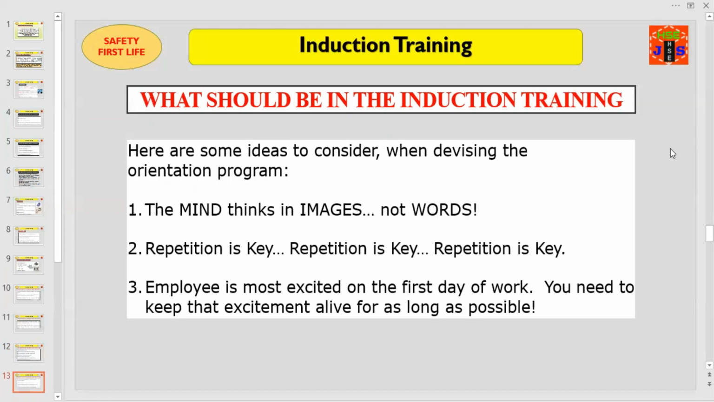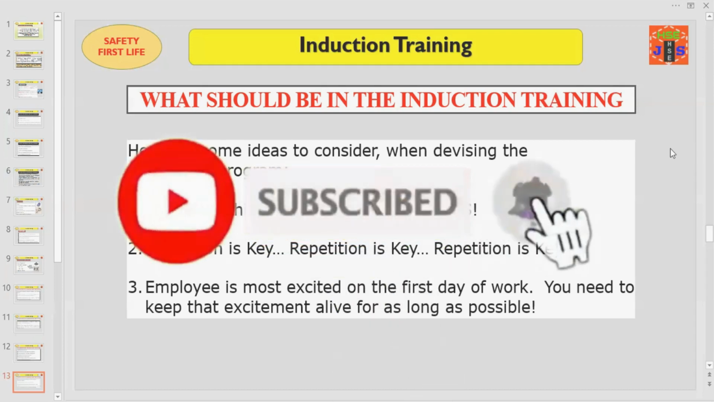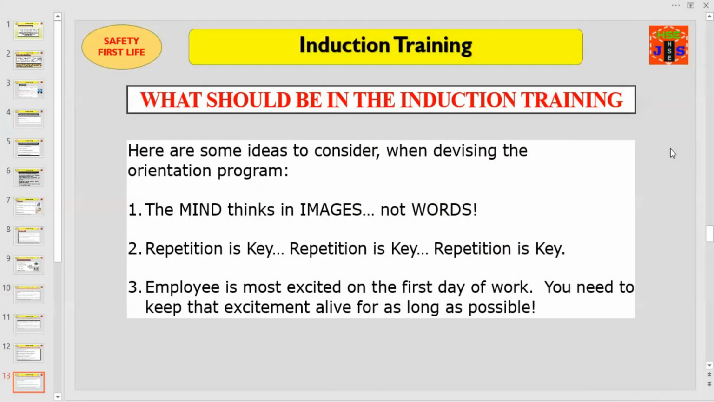Whenever you are preparing a presentation for the purpose of induction, you have to keep some ideas in your mind. Number one, you must remember the mind thinks in images, not words. Number two, repetition is key. What you would like to convey, repeat it several times. Number three, the employee is most excited on the first day of work. You need to keep that excitement alive for as long as possible.